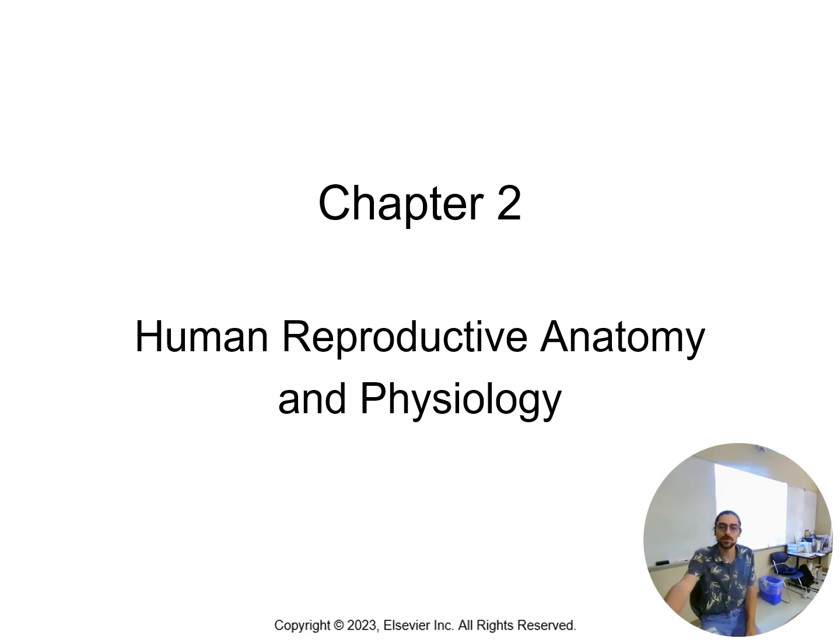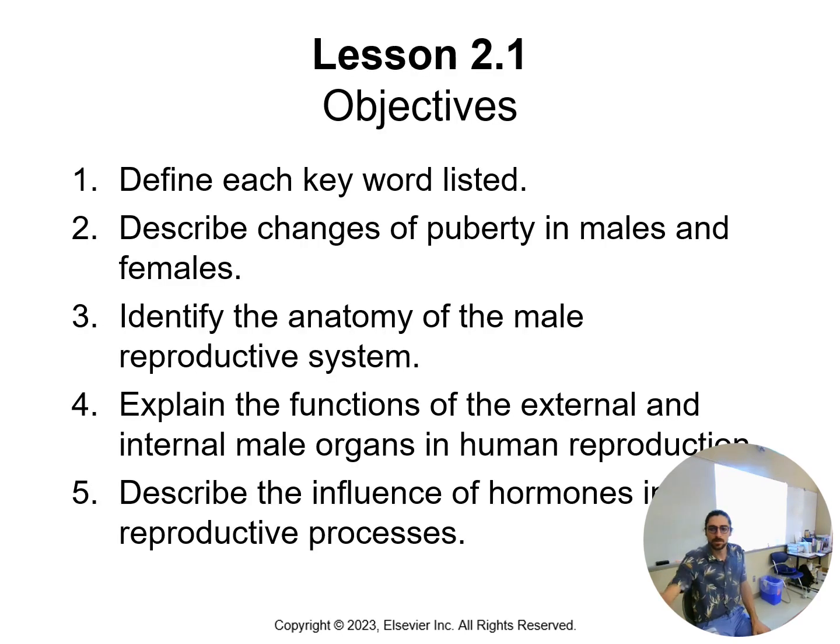So here we have Human Reproductive Anatomy and Physiology, Chapter 2. What are we going to learn? Some terminology, and then we're just going to be looking at charts, looking at diagrams, anatomy.